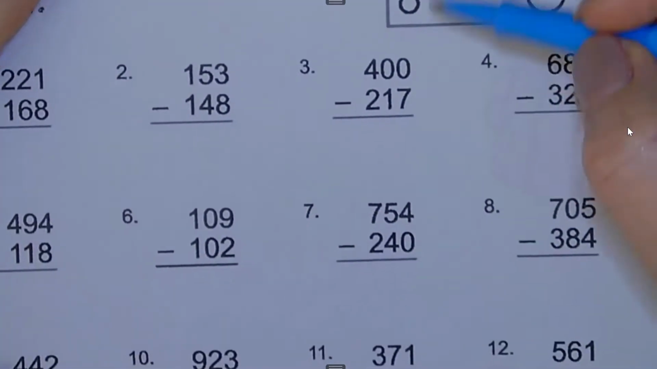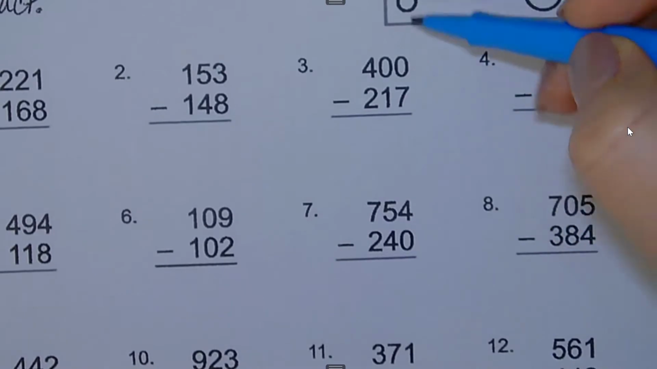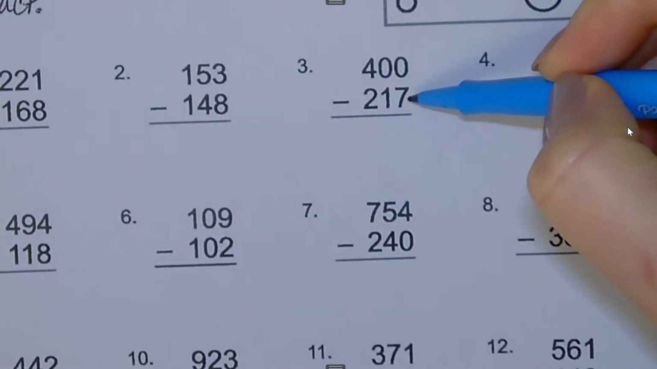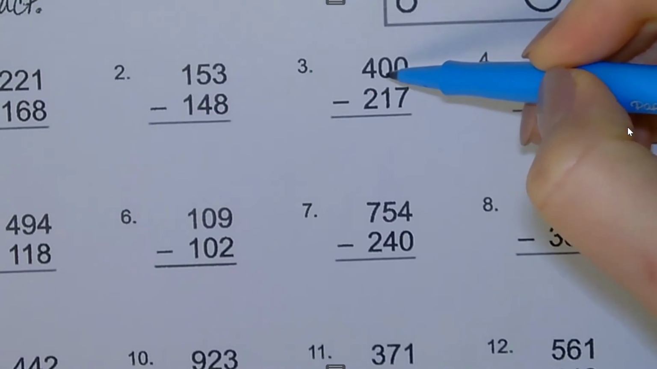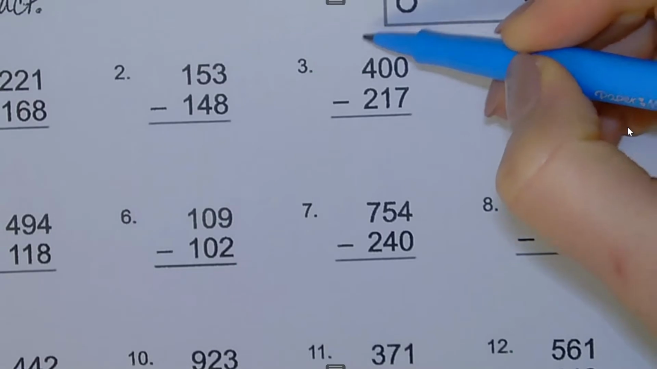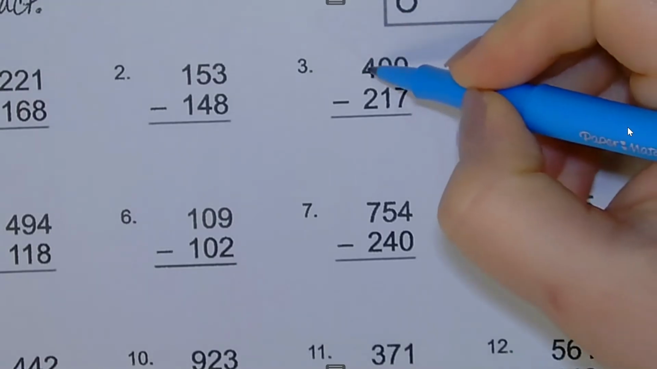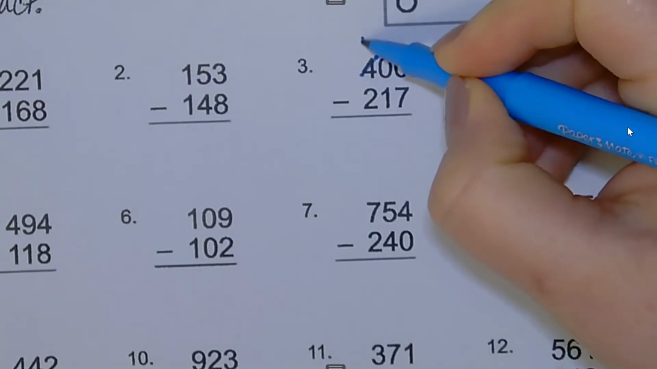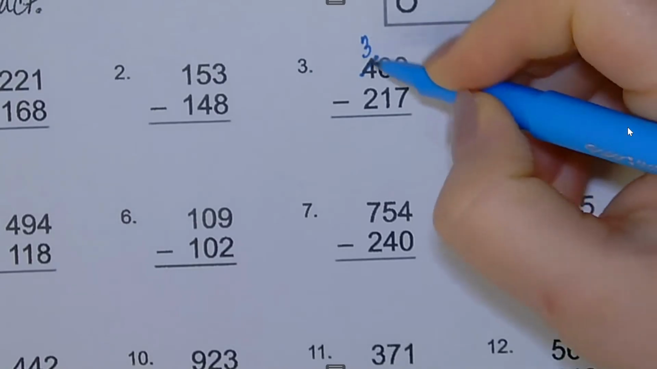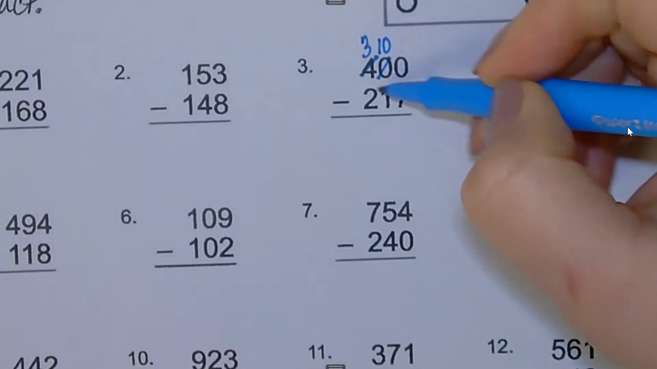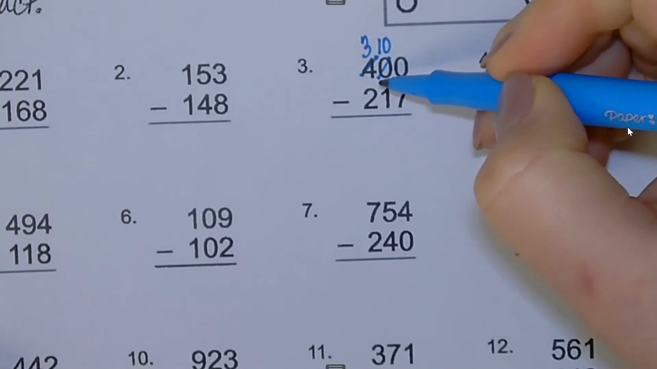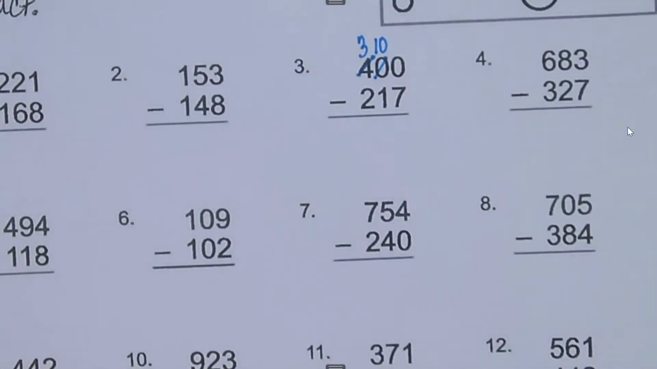Okay? So as always, I start in my ones, 0 minus 7, and I cannot do that. So I go to my neighbor, but my neighbor cannot help me. So now what happens? He goes to his neighbor. So the 4 becomes a 3, and the 0 becomes a 10. This is just like how we've been regrouping right here. Okay, I'm going to grab a different color so this is easy for you to see.